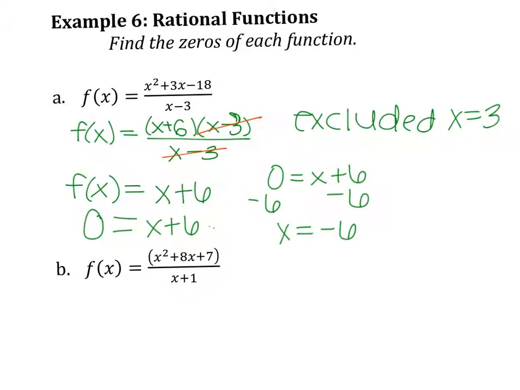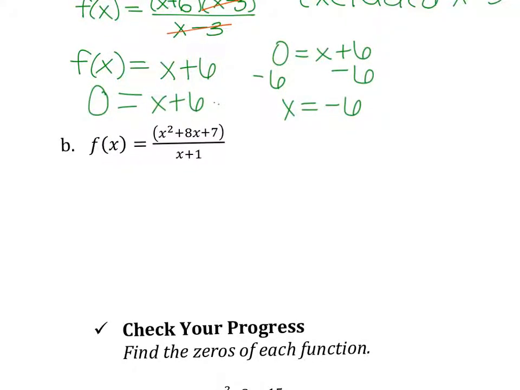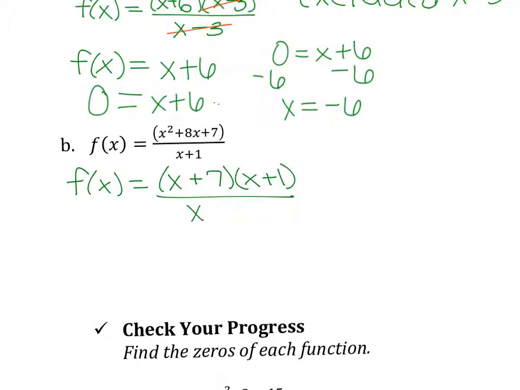So let's take a look at another example then. In example B, once again we can factor. So we are looking here, note that 7 is prime, so the only way to multiply to 7 is x plus 7 and x plus 1. And this is all over x plus 1. We can cancel the x plus 1's here, and then we will have f of x equals x plus 7.